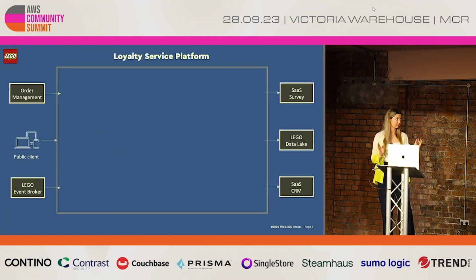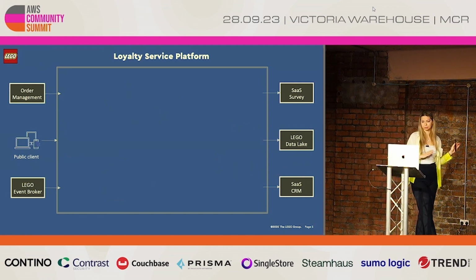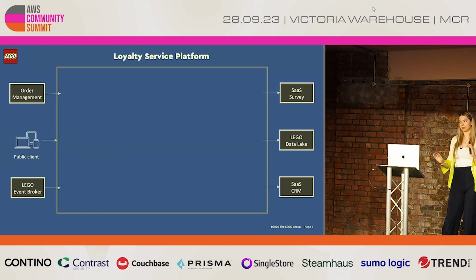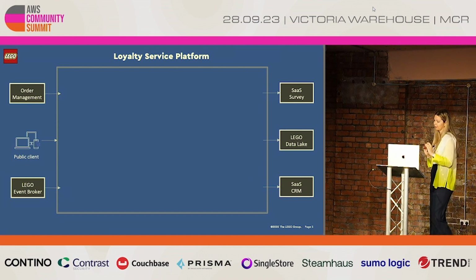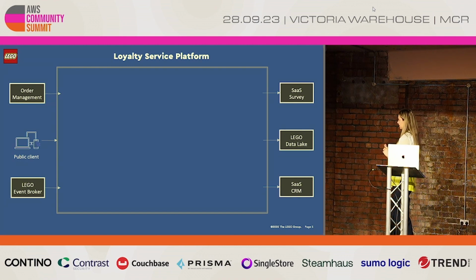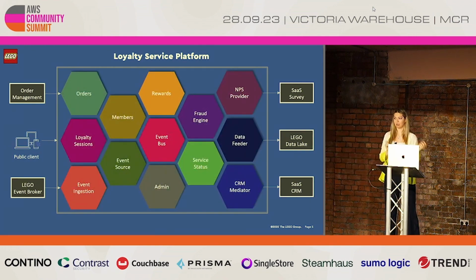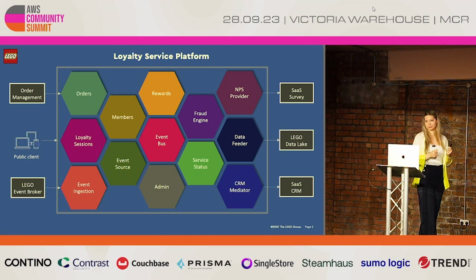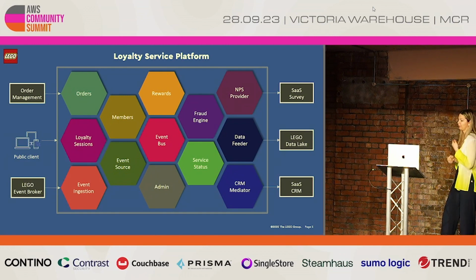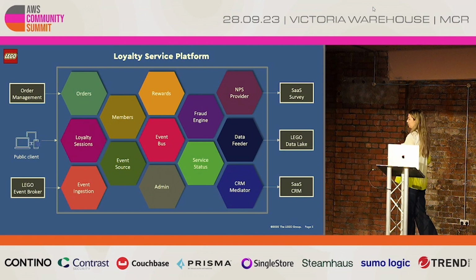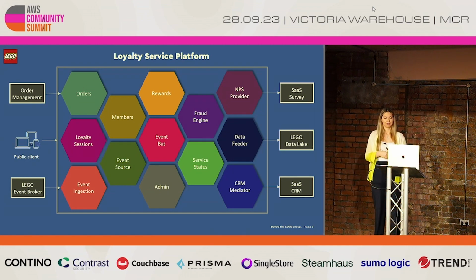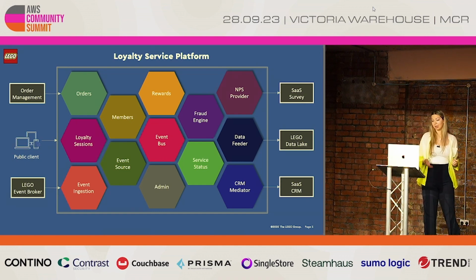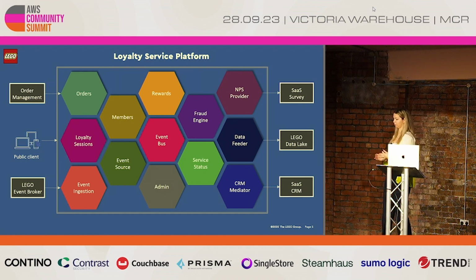So just to give you another overview, as I've mentioned, there are lots of other services that we interact with throughout the processes, but inside our loyalty services bounded context, we have a lot of microservices. Each microservice has one responsibility, whether it's orders, members, rewards, or so on. And they all communicate with each other through events. So this is how the loyalty services operate.